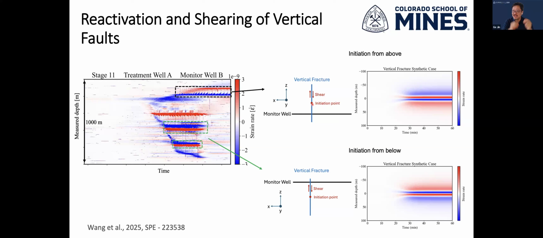So depending on whether it's going downward or upwards, you can actually create this polarity flip that we observed in the data. It turned out in this particular case, the bedding plane is also crossing my monitor well, because the monitor well is slightly deepening compared to the bedding plane. It's crossing the monitor well, creating this tensor plus shear response right there. So I won't go into detail.